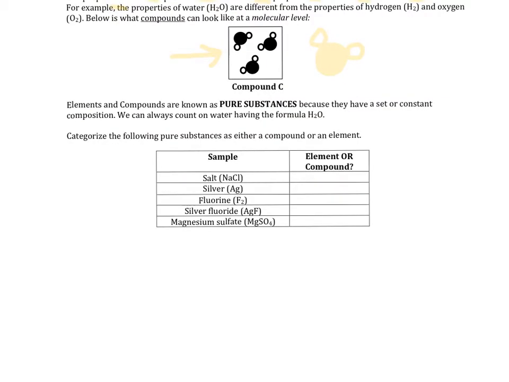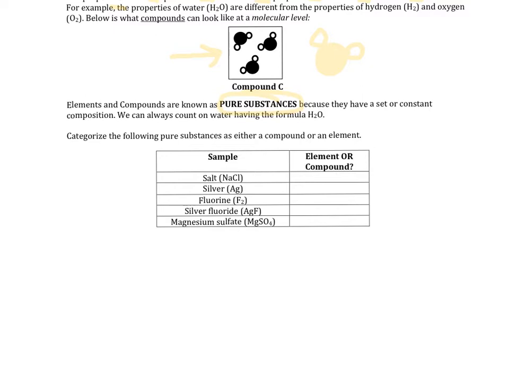And last, elements and compounds are both considered to be pure substances. We got another vocabulary term here, so you probably want to highlight that, pure substance. And they're both considered pure because they have a set or constant composition. Whether it's just a sample of oxygen gas or a compound, something like water, it is a set thing.